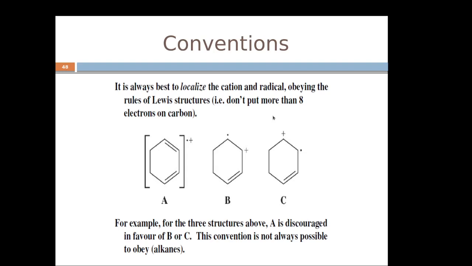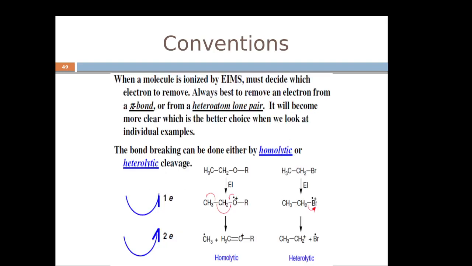But this convention is not always possible to obey in the case of simple alkanes. When the molecule is subjected to electron impact ionization, as we said, it's always easy to remove an electron from a pi bond rather than from a sigma bond or from a heteroatom lone pair, because it's a loosely bound electron pair compared to the electrons involved in sigma bond formation.